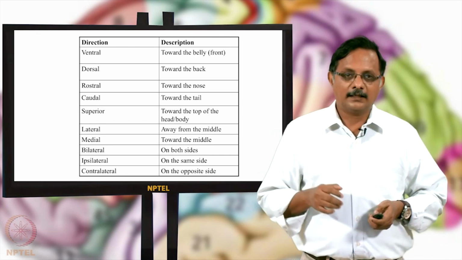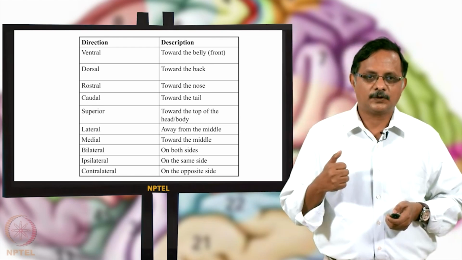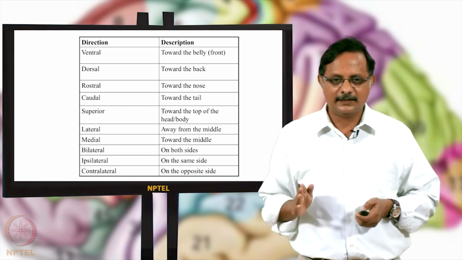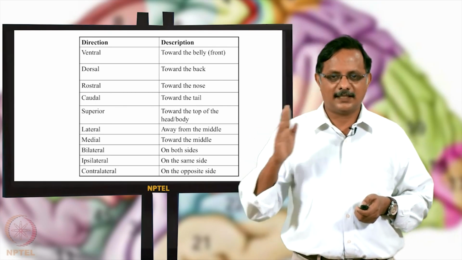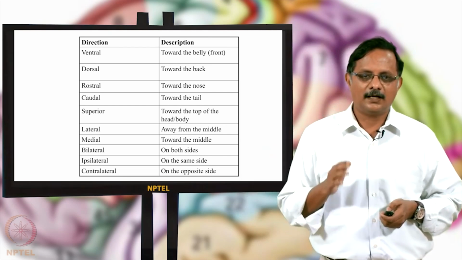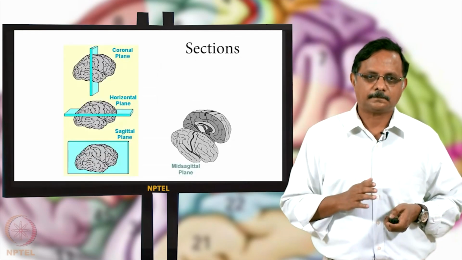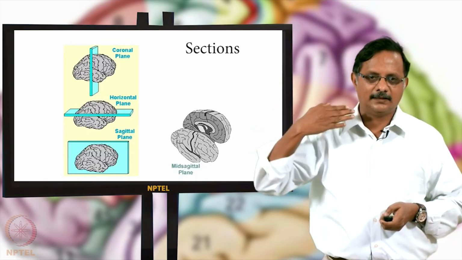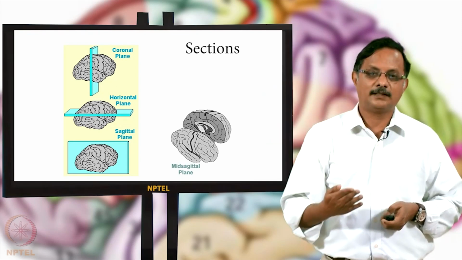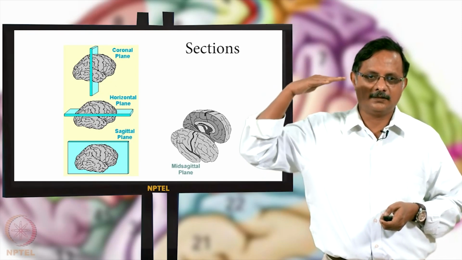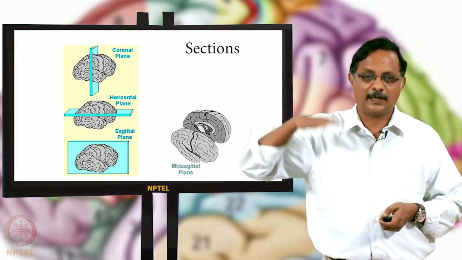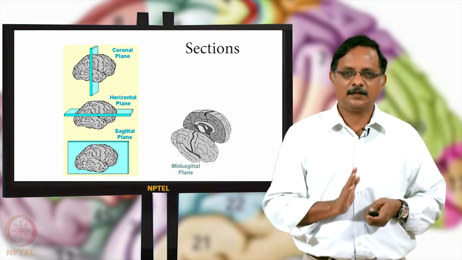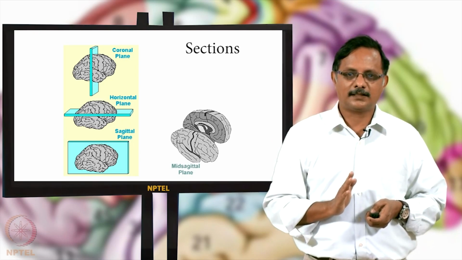Medial is in the center or middle, and lateral is to the side. Bilateral is on both sides. Ipsilateral is on the same side as something that we are discussing, and contralateral is on the opposite side. Now, the sections: there is a coronal plane which cuts through the brain vertically, parallel to the plane of the face, and the horizontal plane cuts the brain so that the plane is horizontal. The sagittal plane cuts the brain in the vertical plane like this, and the midsagittal plane cuts the brain exactly in the middle.